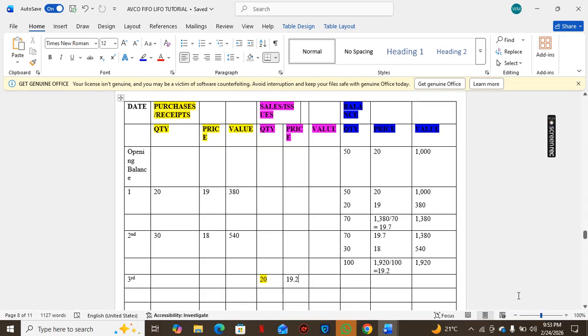So why aren't we using the other one, not the previous one, the 19.2? Why aren't we using the 19.7? Because we've got a new average cost, sir. Yes, we had this 19.7. Then now we brought in 30 more goods. So we now had to calculate our new average cost.